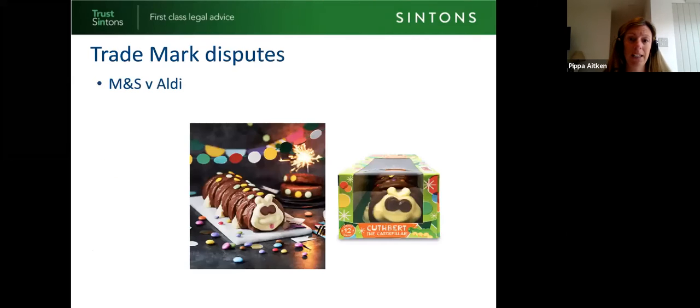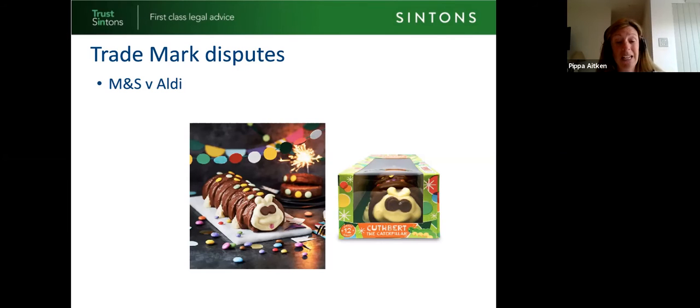A very well-known case that you'll all be aware of recently is Marks and Spencer, who launched a legal action against Aldi, claiming that its Cuthbert the Caterpillar cake infringed its Colin the Caterpillar cake. Colin the Caterpillar is actually a registered trademark of M&S, and they can bring an action for infringement against anyone else who attempts to use that trademark or anything similar to it. The central issue in this case is whether Aldi's product is close enough to cause confusion amongst customers, and that incorrect assumptions could be made that it originates from or is connected to M&S.